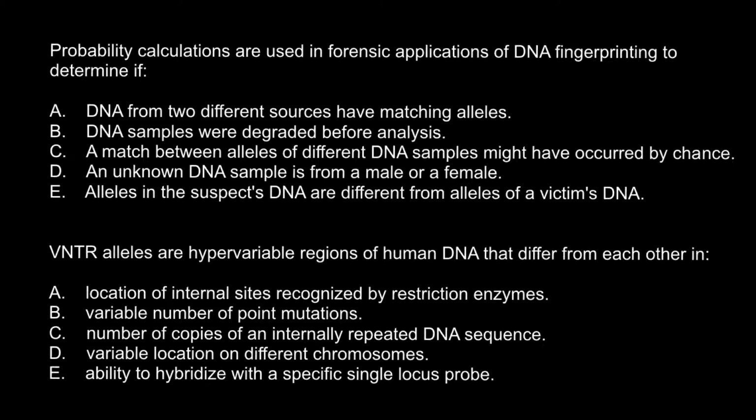Probability calculations are used in forensic applications of DNA fingerprinting to determine if, and here are 5 answers to choose from. Answer A: DNA from 2 different sources have matching alleles. Answer B: DNA samples were degraded before analysis. Answer C: a match between alleles of different DNA samples might have occurred by chance. Answer D: an unknown DNA sample is from a male or female. And answer E: alleles in the suspect's DNA are different from alleles of victims' DNA.